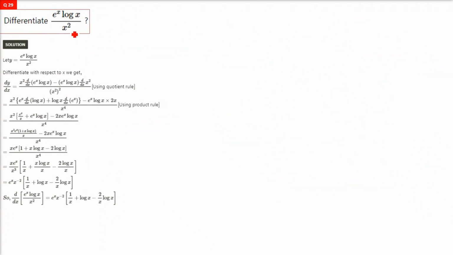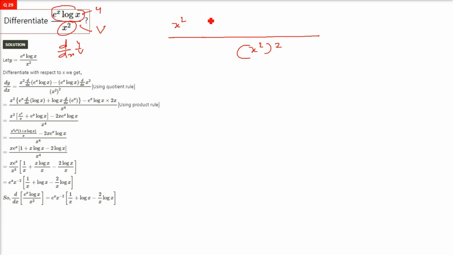Now this one will be done using the quotient rule. So assume u and v, numerator, denominator. So you have to do d by dx of u by v. And that will be, the formula I have already told you, denominator square, that is x square whole square. Then you have x square and differentiation of e to the power x log x. So d by dx of e to the power x log x it will be. Then you can subtract e to the power x log x, you can bring it out. And you have to differentiate now d by dx of what?